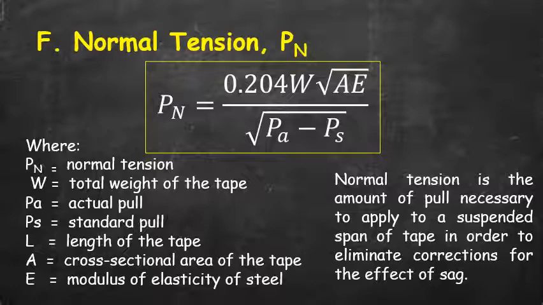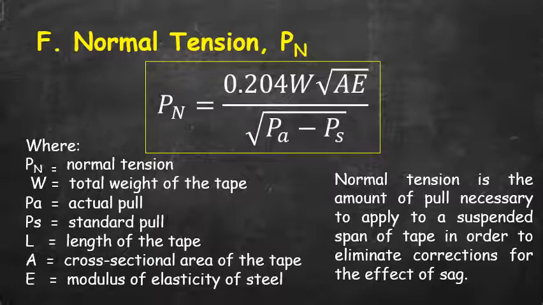We substitute a value for PA, our actual pull. If the actual pull we substitute becomes the same as our PN, that would be the correction to be applied on your normal tension, where P sub n is your normal tension. Your W is just the same, that is the total weight of the tape. PA, actual pull. Your PS, that is the standard. Your A, cross-sectional area of the tape. E, that is the modulus of elasticity of steel.